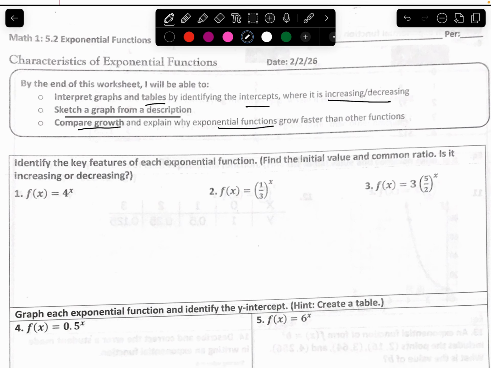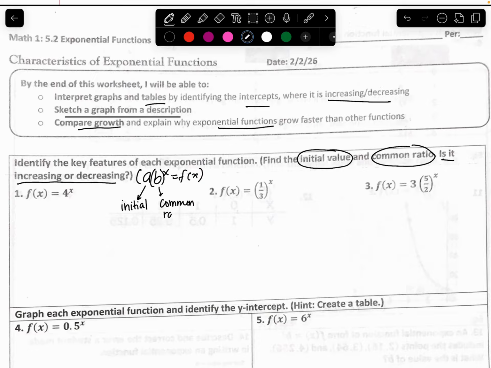So let's go ahead and get started with the first one. Identify the key features of each exponential function. I want you guys to find the initial value and the common ratio, and is it increasing or decreasing. Remember, the formula is f of x equals a times b to the x. Remember, a is the initial value, b is your common ratio. The b is always attached to the x.